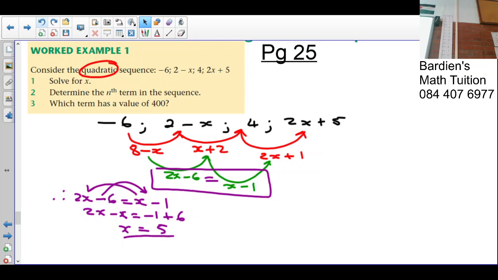So now the next question says determine the nth term in the sequence. So to determine the nth term, what do I need? I need to know the values of the terms here, the first, second, third and fourth term. Not so? How am I going to calculate those values? You substitute the 5 back in. Not so? So substitute the 5 back in. You generate a sequence and you take it from it.